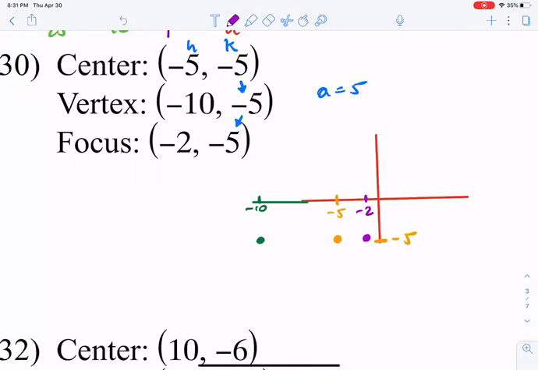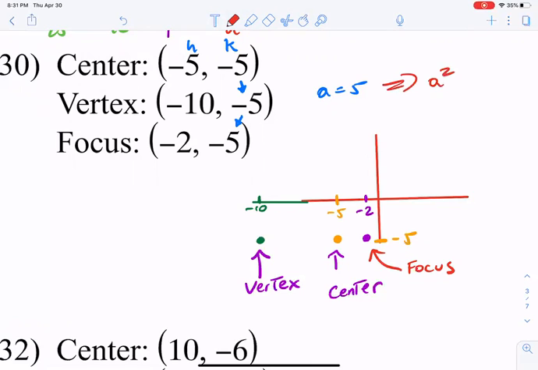As you can see, this is my center, right? And this is my vertex, and this is my focus. So this guy is my focus. Now, what's happening here is I need to find out the value of a, which I already found. So you know that a squared should be equal to 25. The only thing we need to find out is the b value, and we're done. So we need to find out how we can do that.